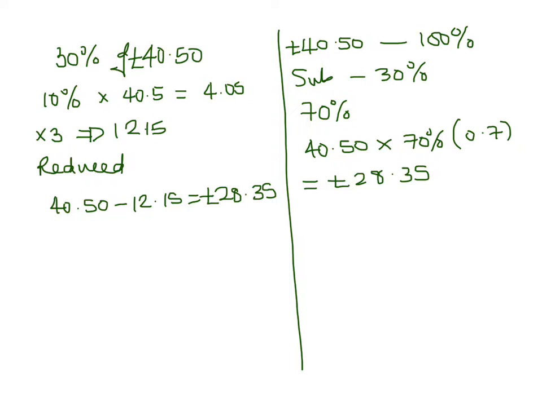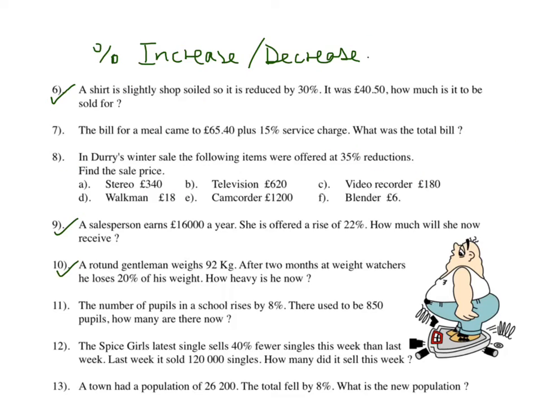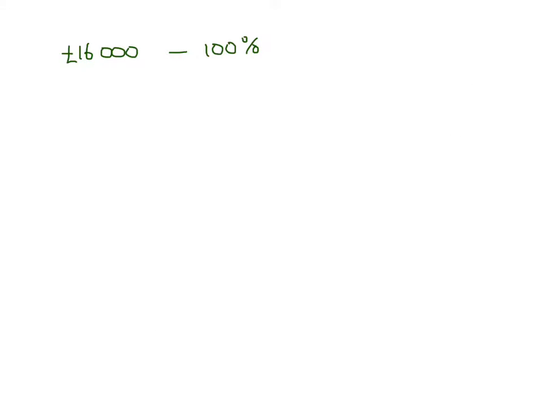Alright, let's have a quick look at another question. Alright, pause the video here. Please read number 9. So you can see that it's a salesman and he's earning £16,000 a year. They're giving him a raise of 22%. How much money will he now receive? Let's have a look. In this section I will focus on doing it in a much quicker way because it's more efficient. So, £16,000 is what he's earning right now.